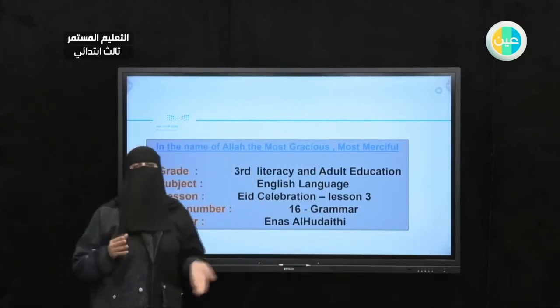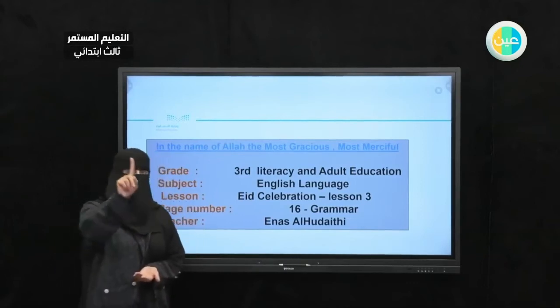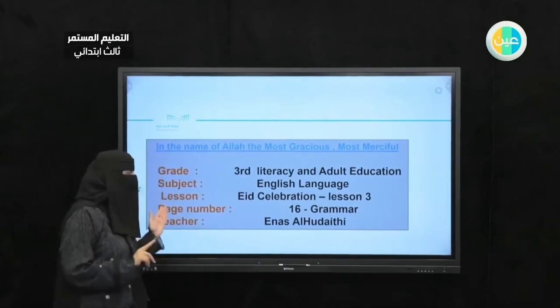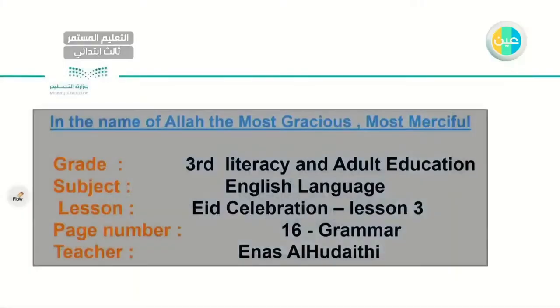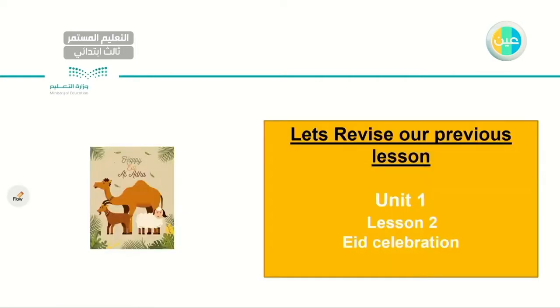Today, inshallah, we will continue with the first unit. The name of the unit is Eid Celebration, and this is the third unit. We will try to remember some of the new words that we learned in the previous lesson. But our lesson today is grammar, so it is very important to have your books with you at page 16. Page 16, let's start, Bismillah.